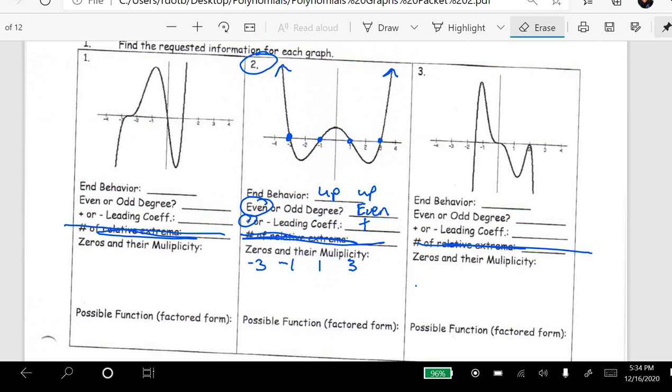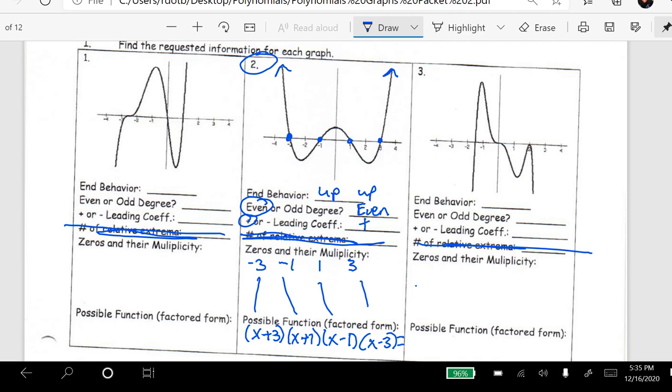And whenever we have a u at the intercept, that will be when it has a double multiplicity, or 2 times. Anyway, these are the zeros, and then we would write it in factored form. Again, factored form, what we just talked about, it would be x plus 3, x plus 1, because it's the opposite, x minus 1, it's the opposite, and then x minus 3. And again, we'll put it's equal to 0.